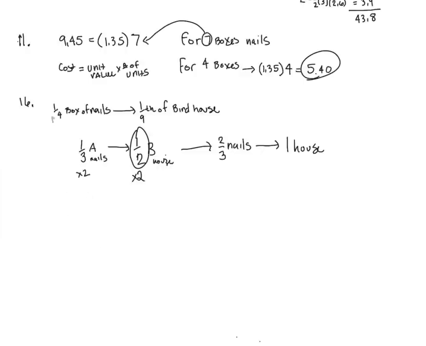So let's go back to this one, okay? If we want to find out how much it takes to finish the entire house, well, how many times do we have to do this? Simple. We have to do it 9 times. So we multiply by nine. And what does that give us? It gives us 9/4 box of nails. Leads to 9/9 of a birdhouse, which is one birdhouse.